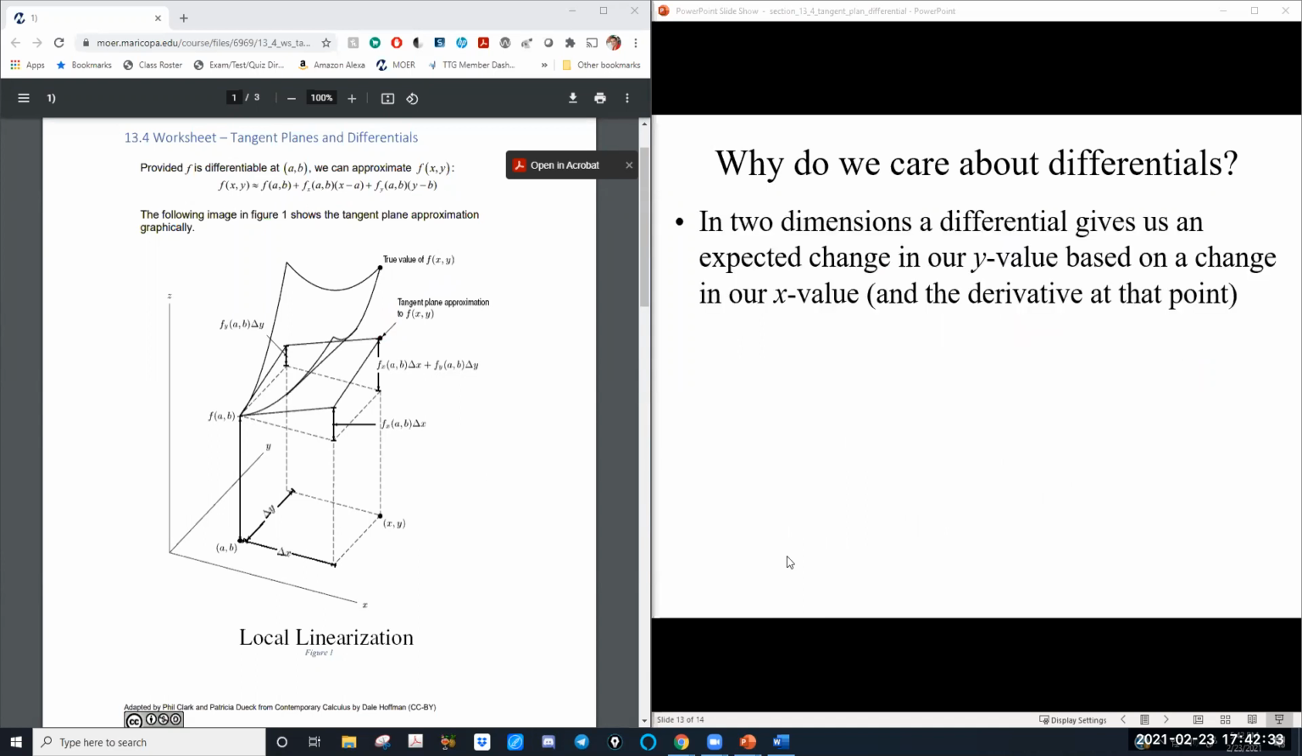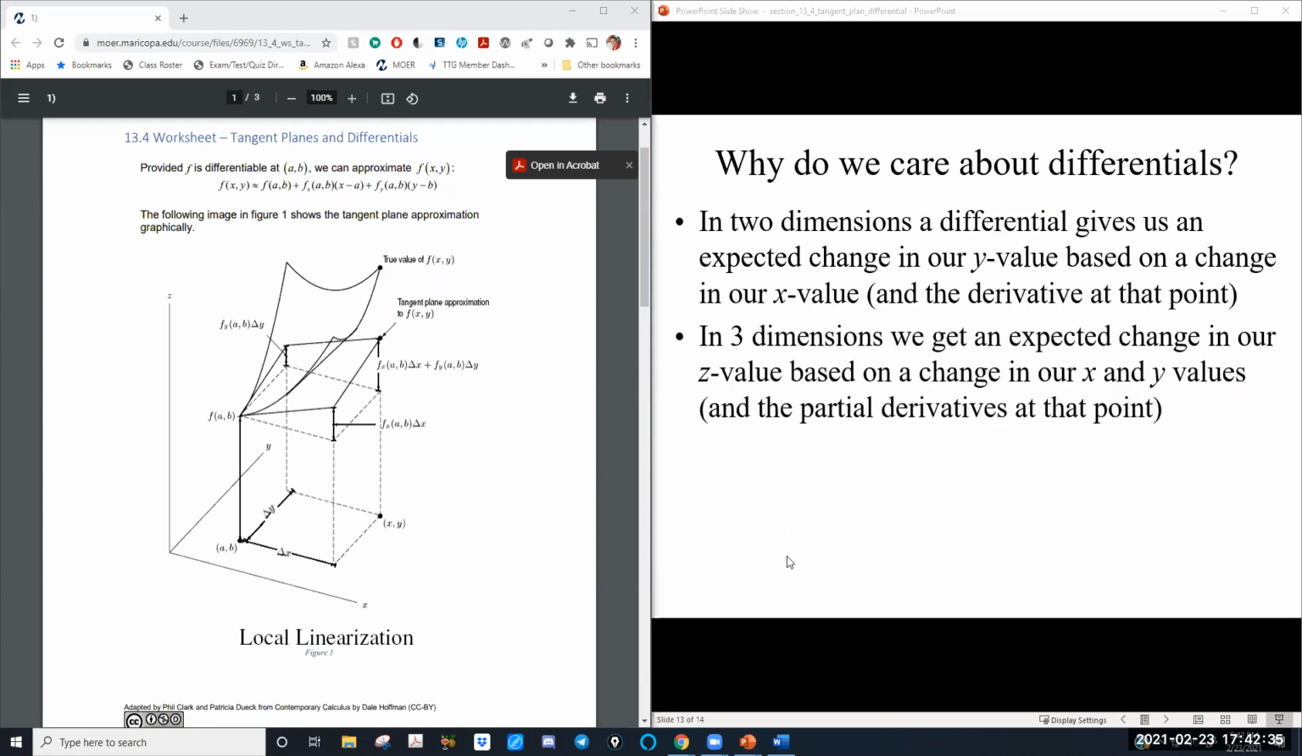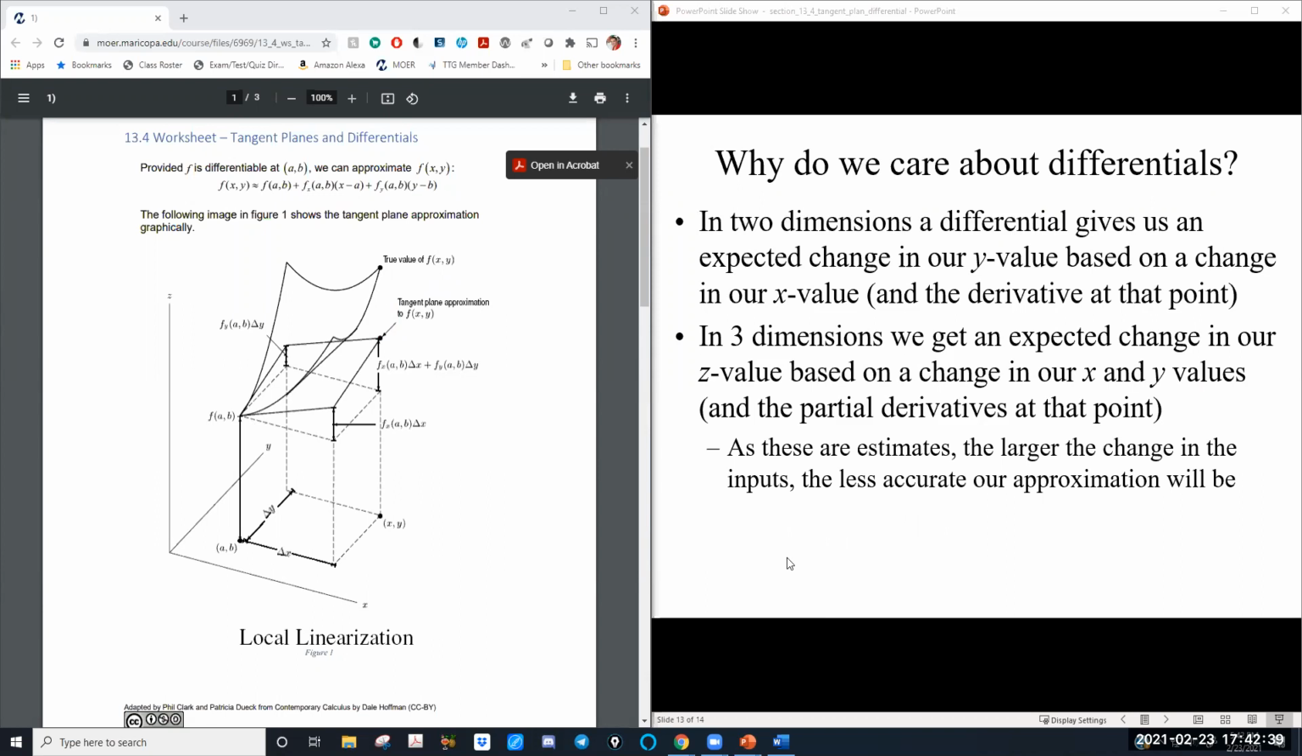Differentials, again, give us that expected change in our output given a change in input. Like we said, since these are estimates using an instantaneous rate of change, the larger the change in inputs, the less accurate our approximations will be. But that's what a differential is.